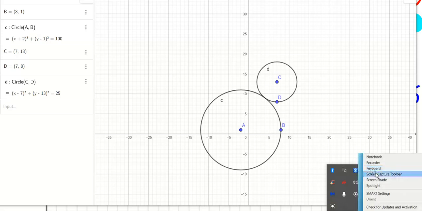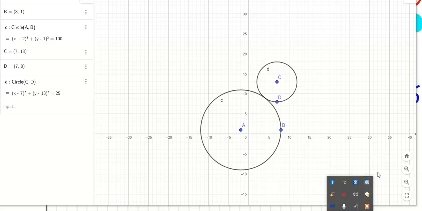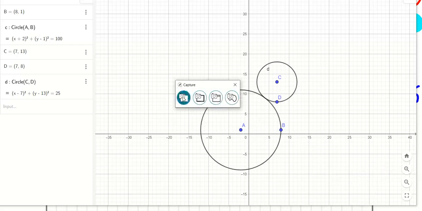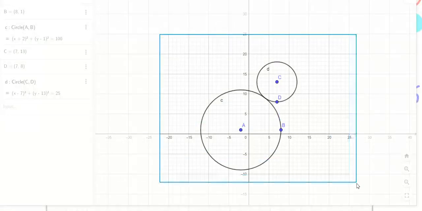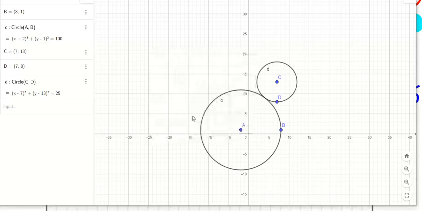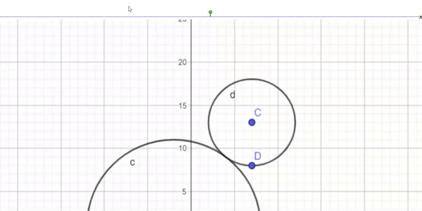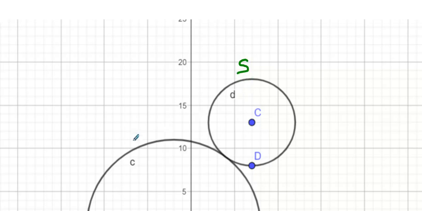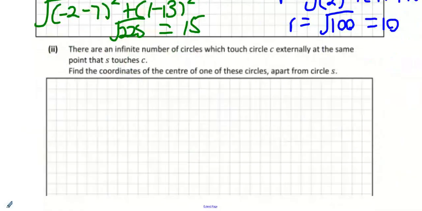Happy days, all right? So what they're saying is there's an infinite number of circles that are what? So S is the smaller one, yeah? And C is the bigger one? So this is S and that's C. Is that correct, Tom? All right, and what does the question say again? It says there's an infinite number of circles which touch C externally at the same point that S touches C.